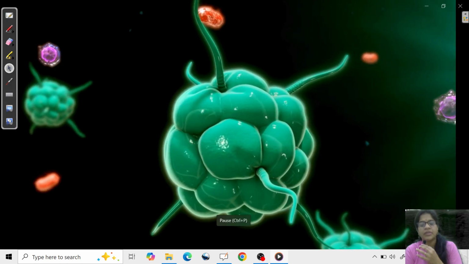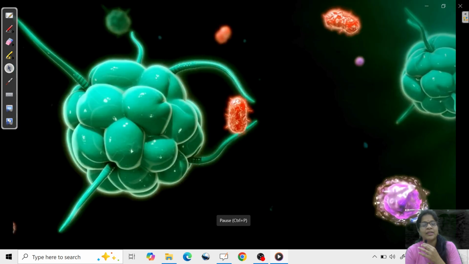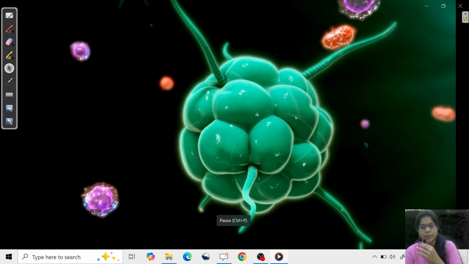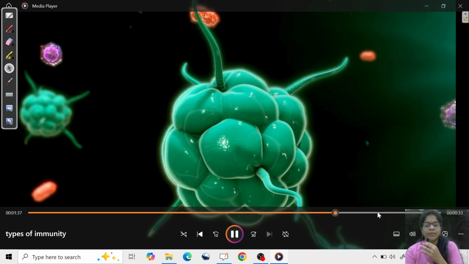This is how it engulfs it. I just wanted to show you how it really engulfs the bacteria. Okay, so in the next class I'll talk about how it really helps.